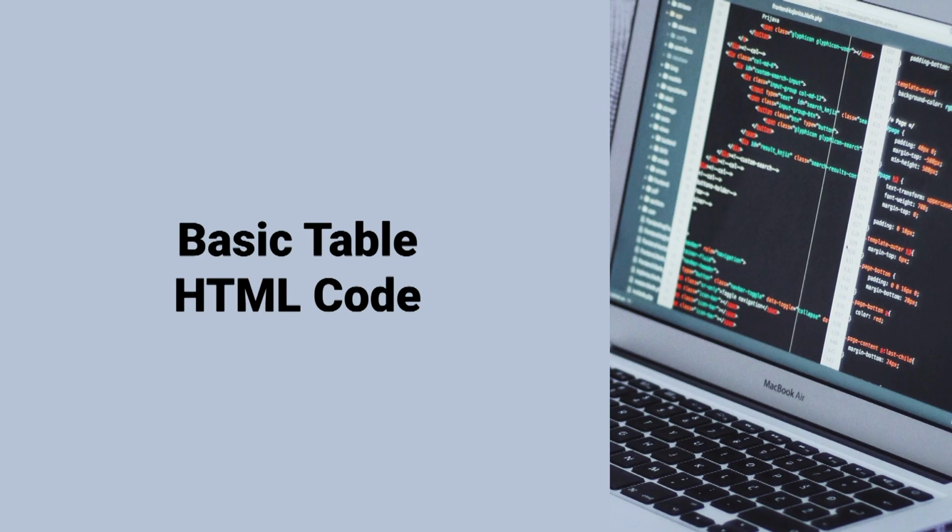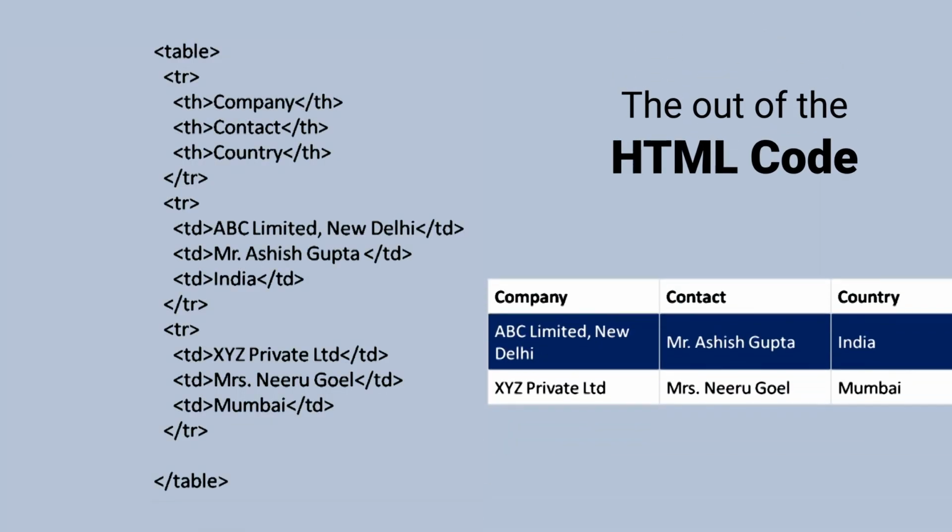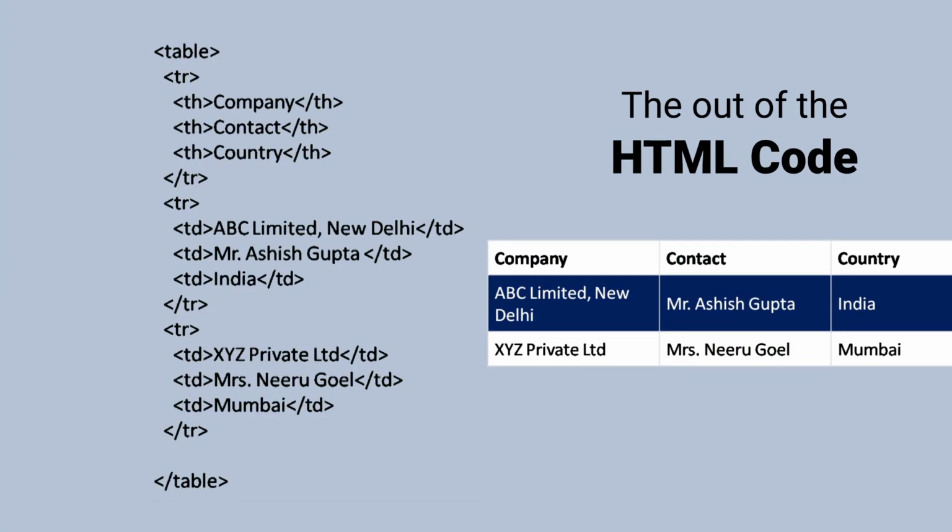What you can see on the left-hand side is the basic table HTML code. Here the table element starts, this is the row, TR is the row, and it has a column company, another column contact, and another column country, then the end of the row. Then the next row starts, with the captions above. Company is ABC Limited, New Delhi, then the next column, the manager's name, then contact, then country. So this way it is given.